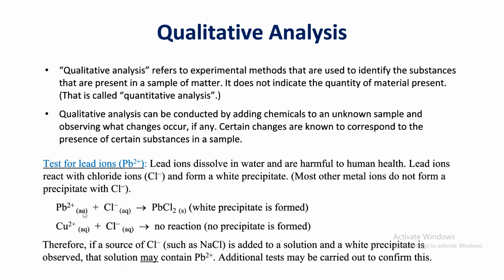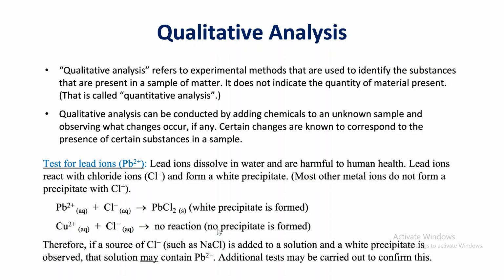So Pb2+ (aq) dissolves in water. Cl- (aq) dissolves in water. When both come in contact with each other, you get PbCl2 solid, which is a white precipitate, which shows that it's a bad thing. On the other hand, copper 2 ions plus Cl- ions, when they mix together, you have no reaction. So there is no precipitate.